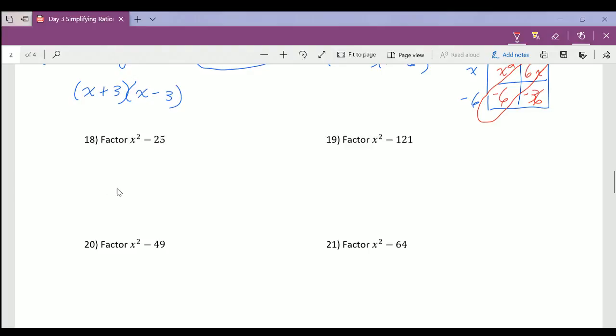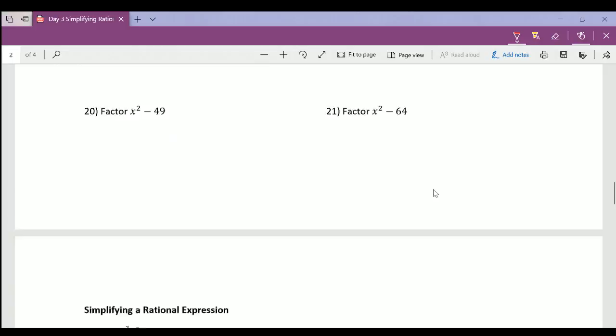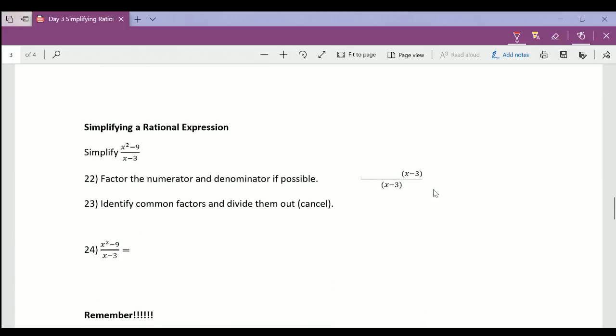Okay, the rest of these we can kind of just fly through. It is a difference. It's a binomial. These are both square numbers. That'll be x plus 5 times x minus 5. Here, 121, that's 11 squared. So that'll be x plus 11, x minus 11. Okay? And I think you got the idea there. So we'll just skip over these next couple and jump down here.